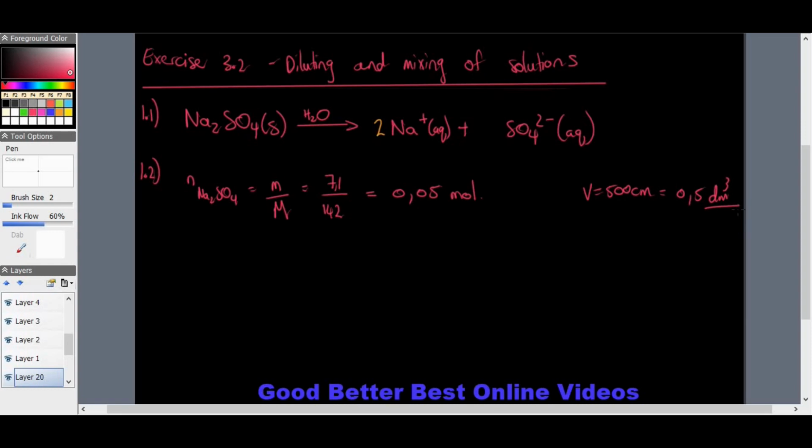So we're going to add that into our formula. Concentration is equal to n divided by V. We add the moles of 0,05 divided by 0,5, and that's going to give us a concentration of Na2SO4 of 0,1 mole per decimeter cubed. Surely that's straightforward. No questions on that, I'm sure. Of course, if there are questions, please go ahead and ask.